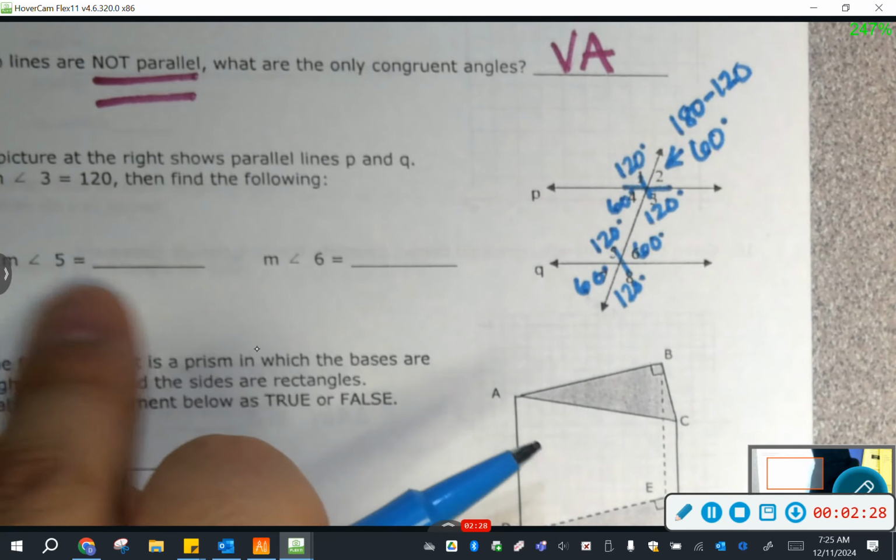And fill this out. Angle 5 is 120. What's angle 6? That will be for tomorrow.